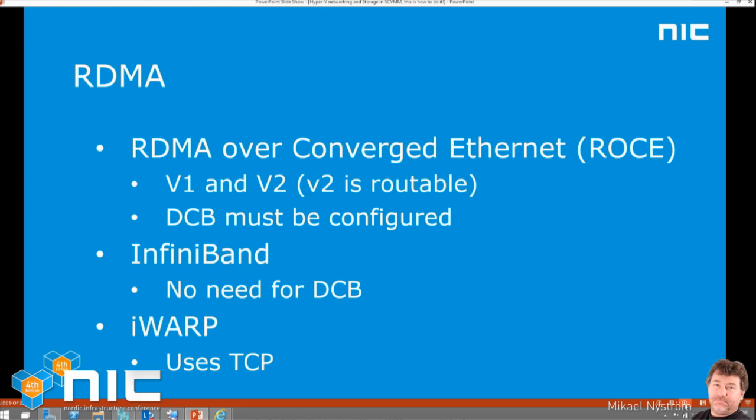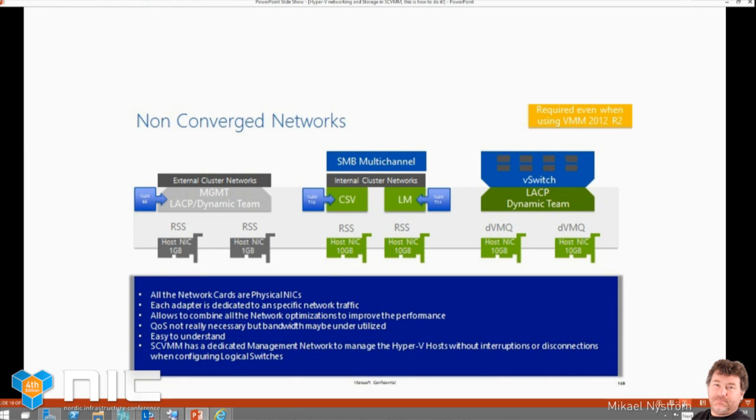If you do 10 gigabit Ethernet, you don't really need to have this. The benefit is very small. But if you want to do 40 or 56, then you really need to have it. Otherwise, it's not going to work. There's a lot of different ways to build this. These are pictures I've stolen from a TechNet blog somewhere, but they are really good.